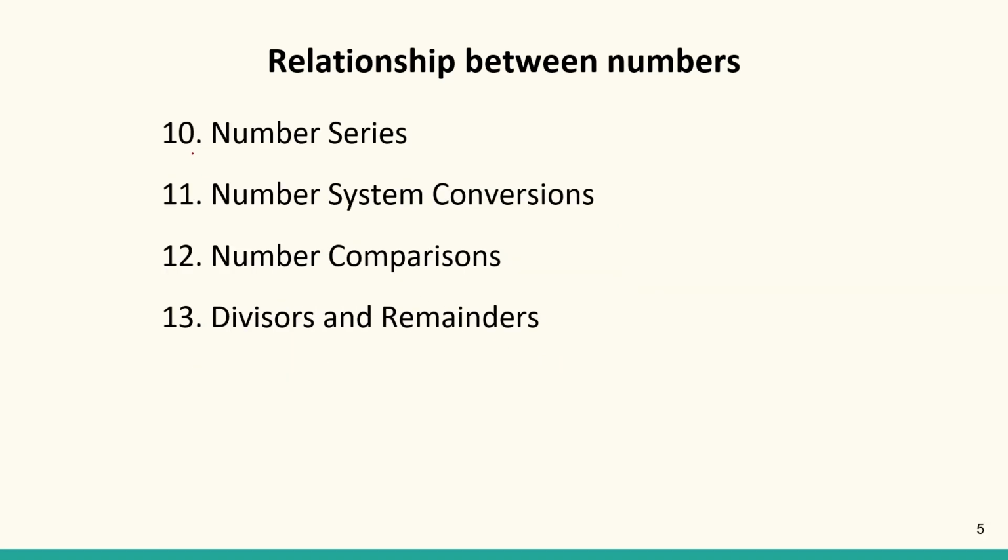And there are also the 10th kind, which is number series, and the 11th kind, which is number system conversions. Okay, and the 12th kind of problem is on number comparisons. And the 13th one is divisors and remainders. Okay, so let's explore one.